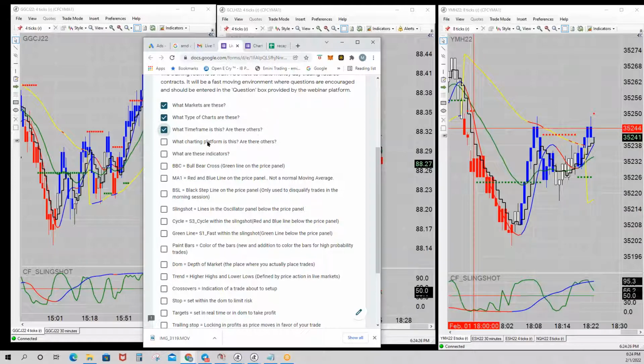So this is DT Pro from Daniel's Trading. I've been using it for over a decade, and I am just used to it and comfortable with it, and that's what I like to use. Okay, what are these indicators? Well, I go through them one by one, starting right after that. You see the BBC, the MA1, the black step line, the slingshot, the cycle, the green line, the paint bars. I go through all this stuff.